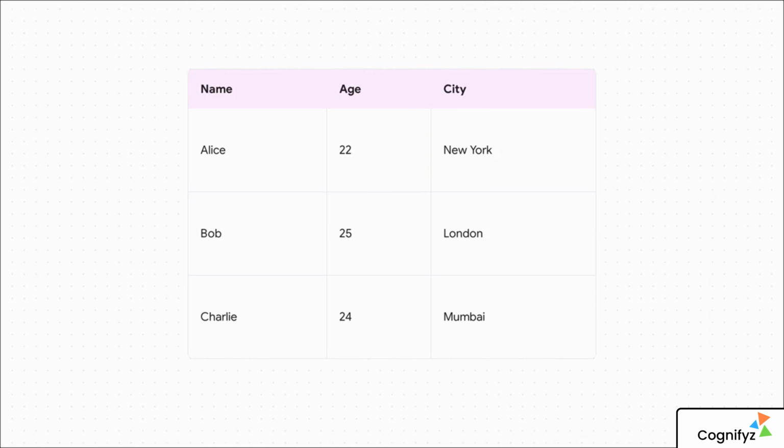To put that into perspective, picture a clean, structured grid. You've got neatly organized rows and columns containing student or employee records, names, ages, and cities. So you've got Alice, 22, from New York, and Bob, 25, from London. This clean grid is exactly how Pandas visualizes and holds our data behind the scenes, which makes it incredibly intuitive to work with as we move forward.